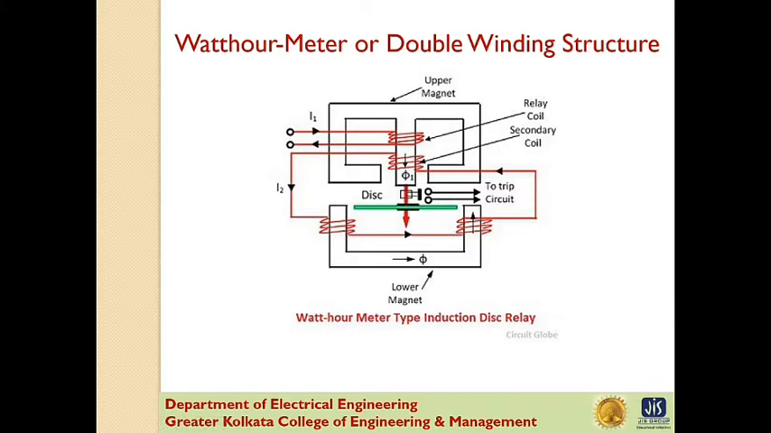Now the flux phi 2 induced in the lower magnet by the current in the secondary winding of the upper magnet will lag behind phi 1 by an angle alpha. The two fluxes phi 1 and phi 2, differing in phase by an angle alpha, will produce a driving torque on the disc which is proportional to phi 1 phi 2 sin alpha. Greater the phase difference, greater will be the torque generated.